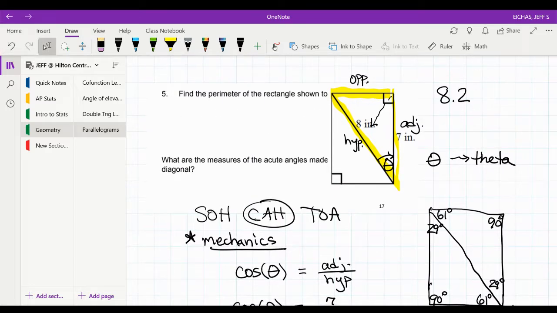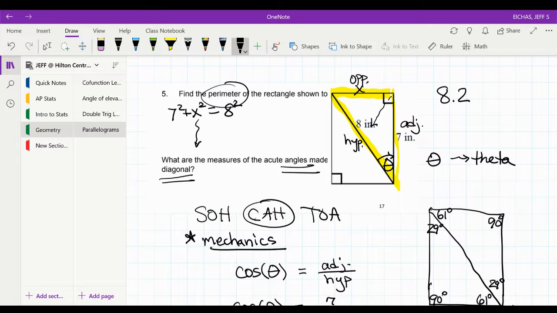It also wants us to find the perimeter. Okay, I didn't do that part yet. So I did the angles. You can do perimeter on your own. That's going to be Pythagorean theorem. I'll get you started. We'll call that x, right? You'll do 7 squared plus x squared equals 8 squared.